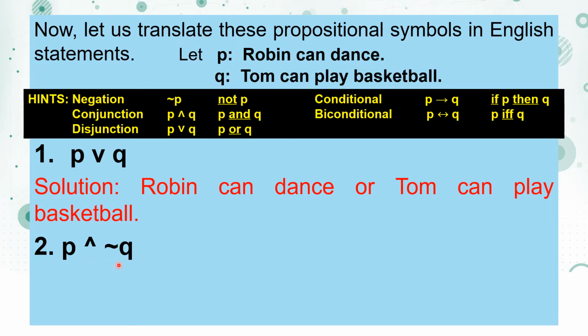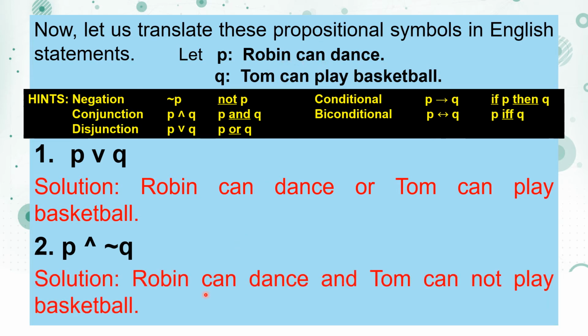So, let us translate these symbols into an English statement. First is yung P. Ang proposition P natin ay Robin can dance. So, let us just copy Robin can dance. Next ay yung ating symbol ng conjunction, which is the inverted V. Ang keyword natin sa inverted V ay yung word na "and." So, I will write "and." Next is the negation of Q, not Q.